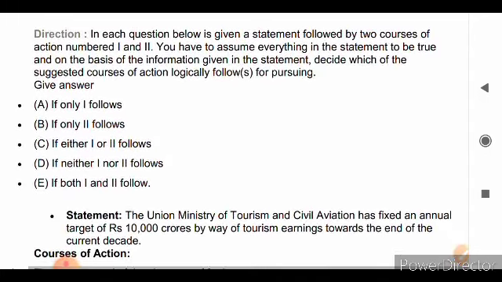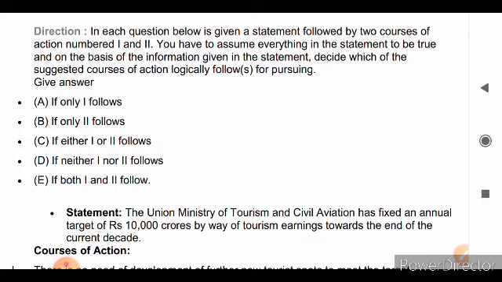Next question. Directions for question: In each question below is given a statement followed by two courses of action numbered 1 and 2.